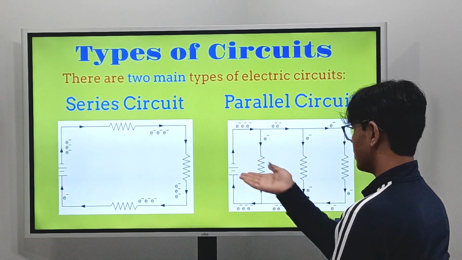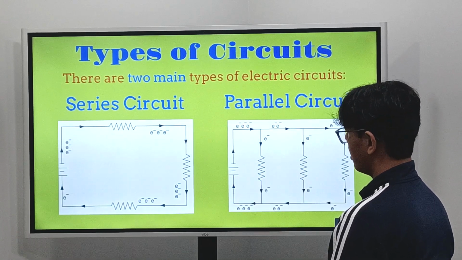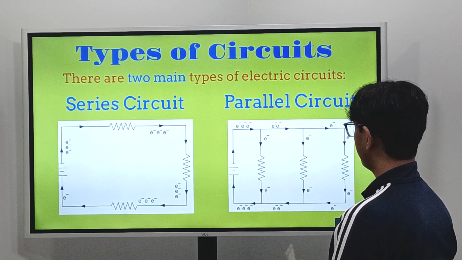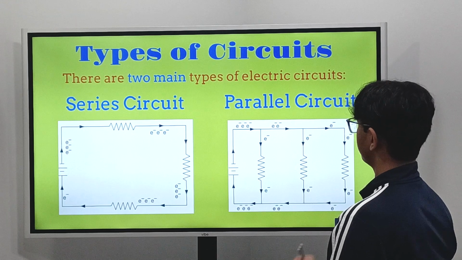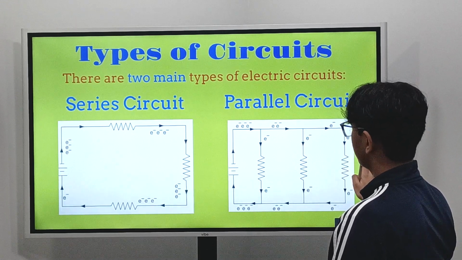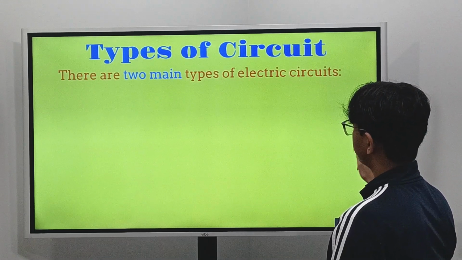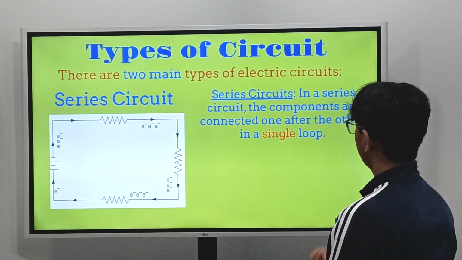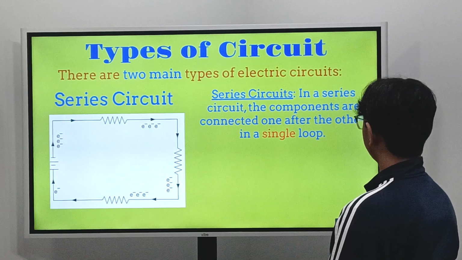So we can see that the series circuit looks so much simpler, and the parallel circuit looks a little bit more confusing compared to the series circuit, but we're going to be explaining both of these to get a better understanding. So let's start off with our series circuit. Here's our diagram once again. So let's see, series circuits.